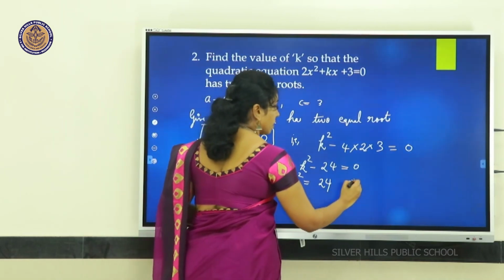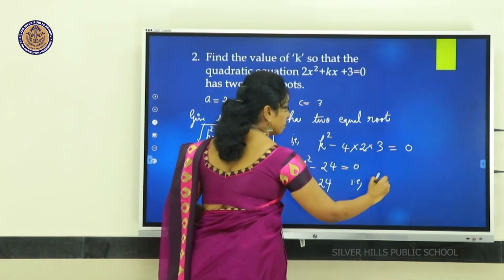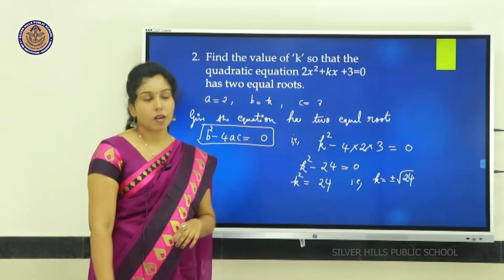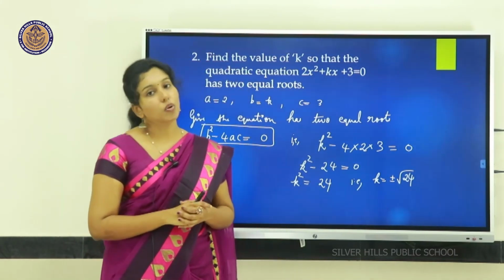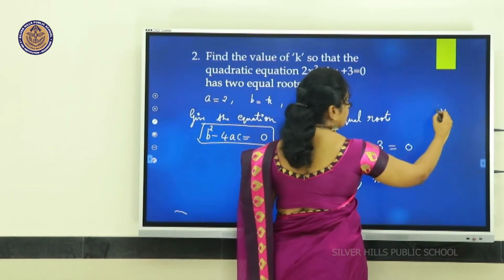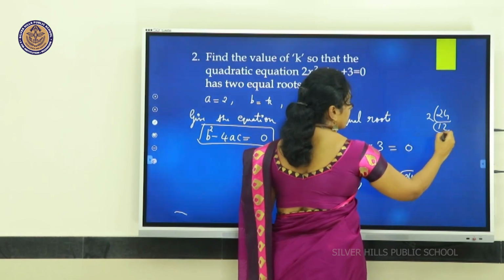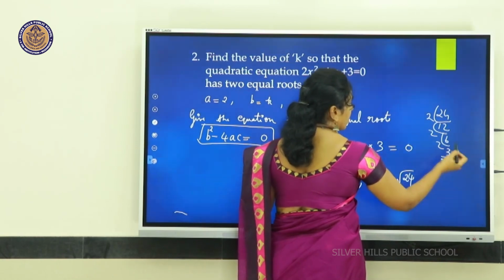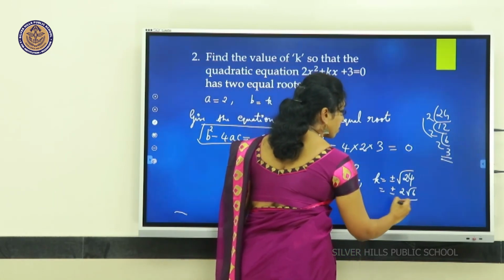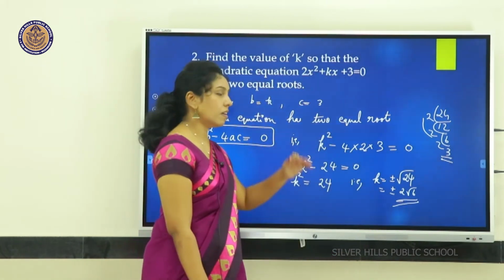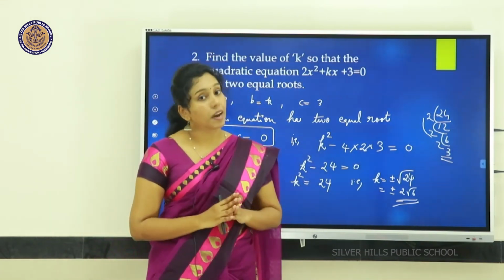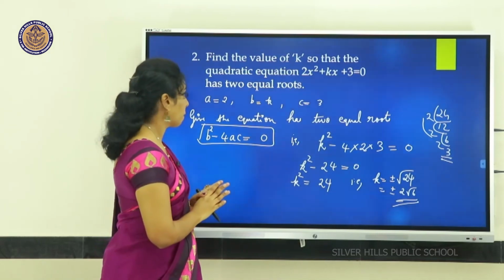That is, k is equal to plus or minus root 24. So, k value is plus or minus root of 24, which if you want you can simplify further. What is root of 24? So, I can write this is same as plus or minus 2 root 6, and that's the answer. K values, it can be 2 root 6 or it can be minus 2 root 6.